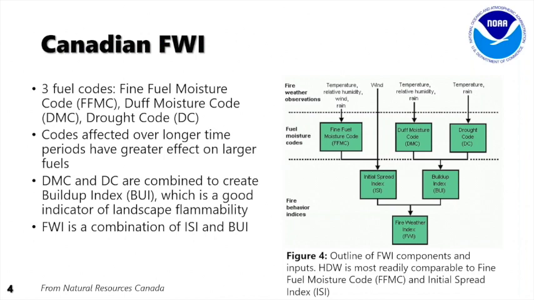What I used out of this in my study is the buildup index, or BUI, which is a combination of Duff moisture code and drought code. And this BUI is a very good indicator of how primed the landscape is for fires and how susceptible to fires the landscape is.